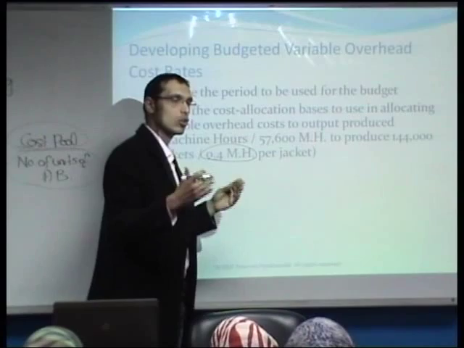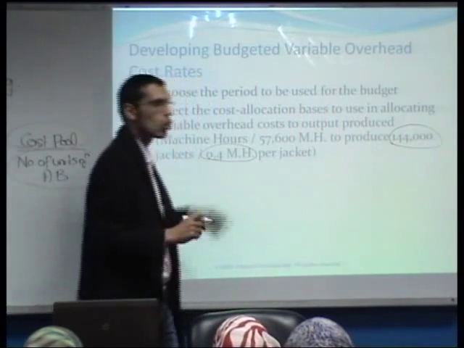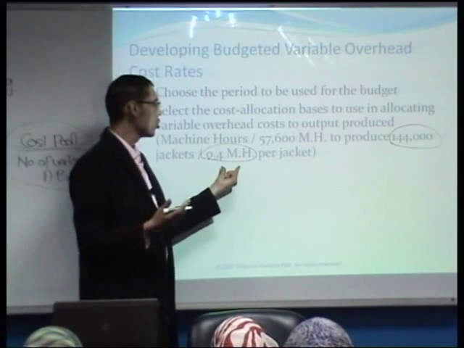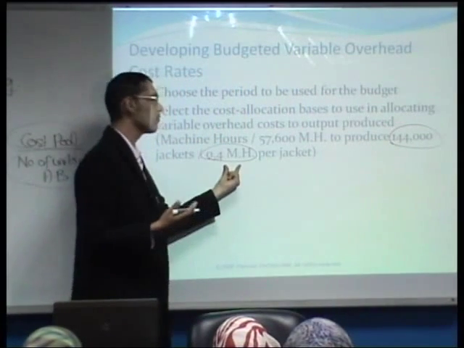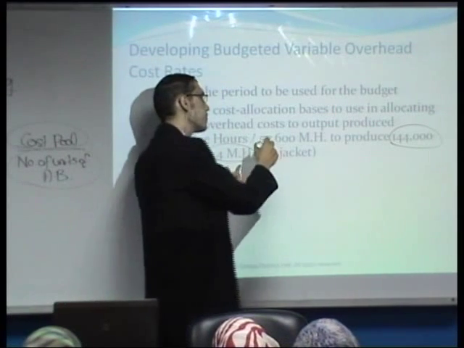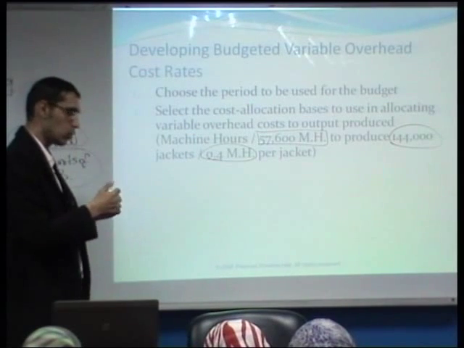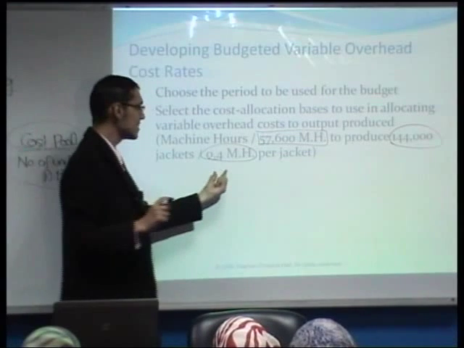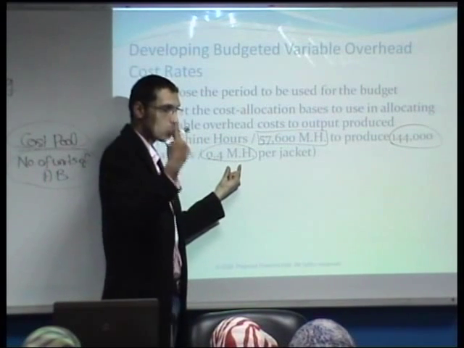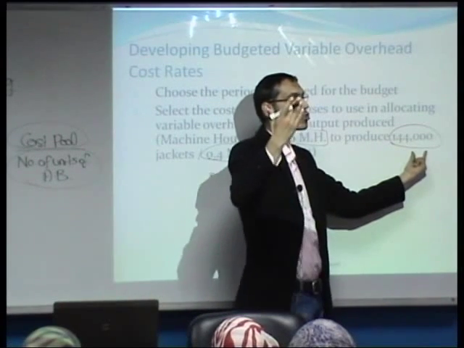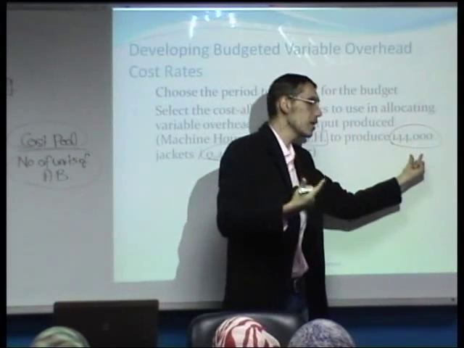And according to their expectations, they expect to produce 144,000 jackets or units for the year 2011. Therefore, since each jacket needs 0.4 machine hours, 144,000 jackets multiplied by 0.4 machine hours gives 57,600 machine hours needed to produce the 144,000 jackets. First of all, they set how many resources, in this case machine hours, are needed to produce one product, and then we determine how many products we need to produce in order to calculate the machine hours needed for the expected amount of products.